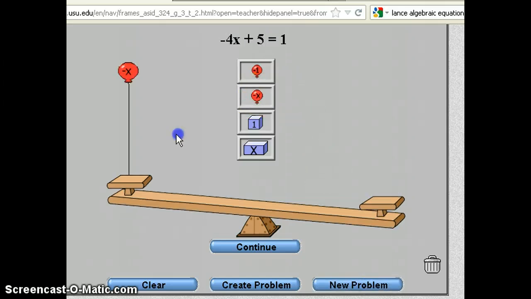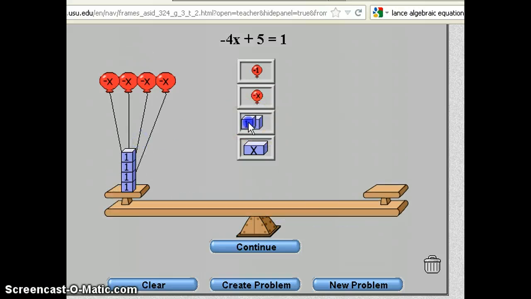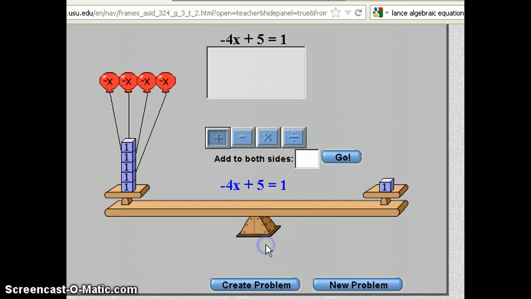We have negative 4x. 1, 2, 3, 4. Plus 5 regular blocks. Notice they're positives. So we just put regular 5 blocks in. Equals 1. And there they balance. They should balance. Hit continue.